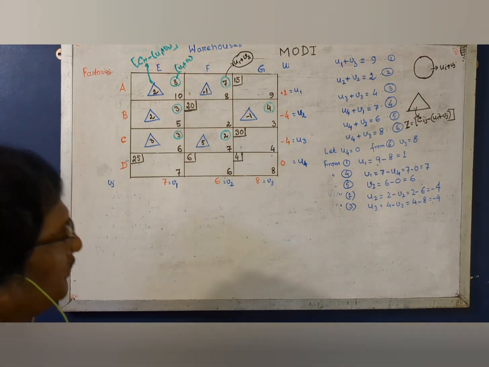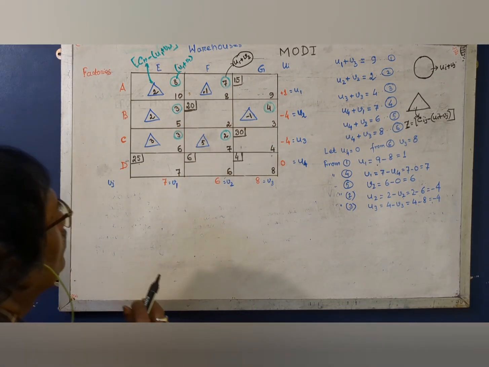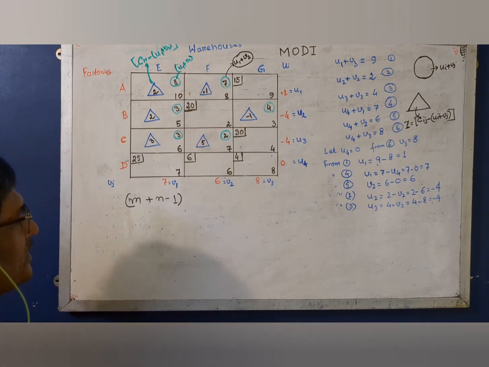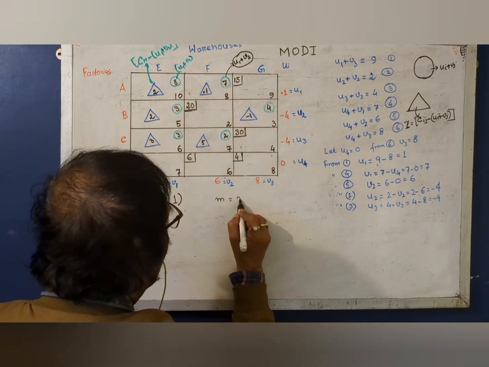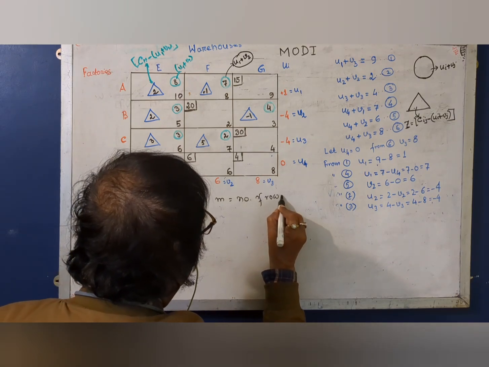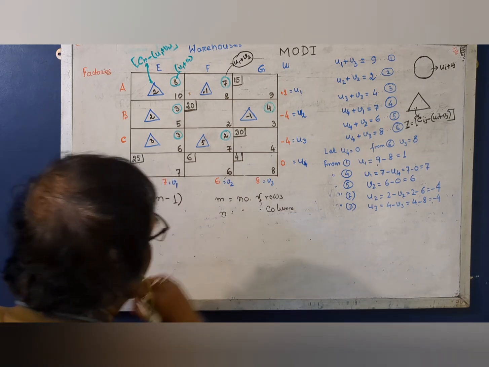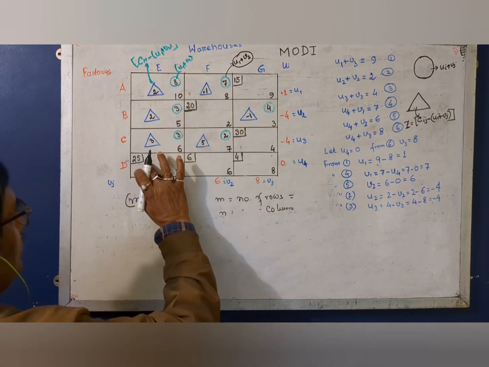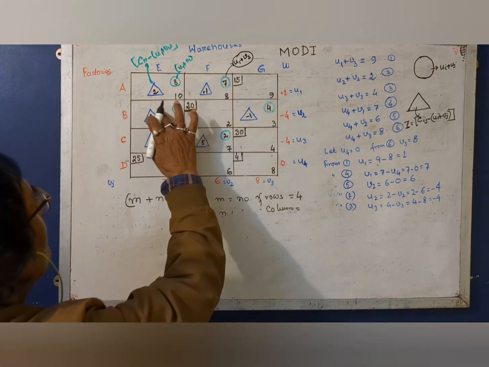First of all, before applying MODI, you must check that the total number of allocations must be equal to m plus n minus 1. M is the number of rows, and n is the number of columns. You must check this before applying the MODI method. In this case, the number of rows is 4, and the number of columns n is 3.